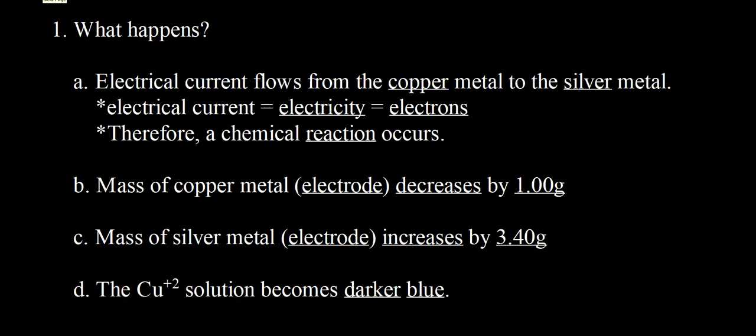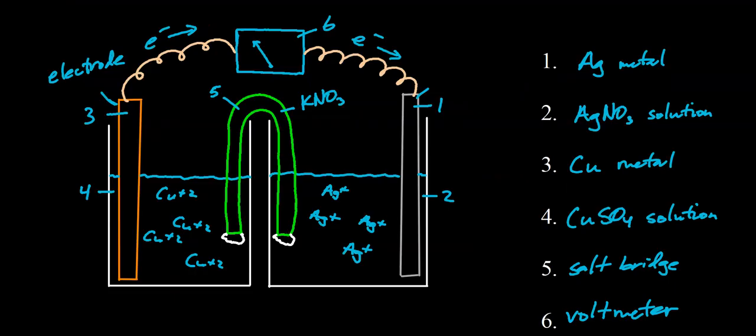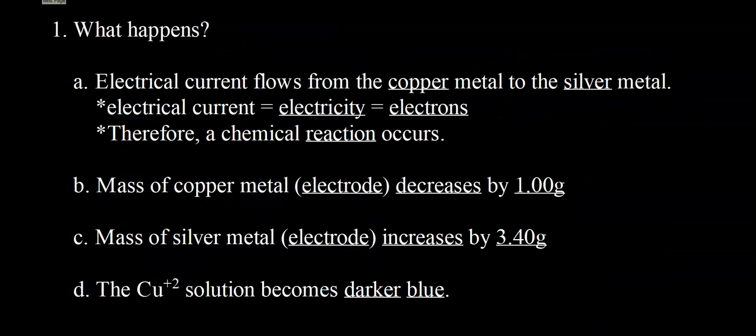And the mass of the silver electrode, so let's label that in our diagram. This is our other electrode. So we have two electrodes, one on each side. The mass of the silver electrode increases by 3.40 grams. And lastly, that solution on the left, which contains copper 2 ions, remember that copper 2 in solution is blue, and that solution over time, as the reaction occurs, becomes darker blue.